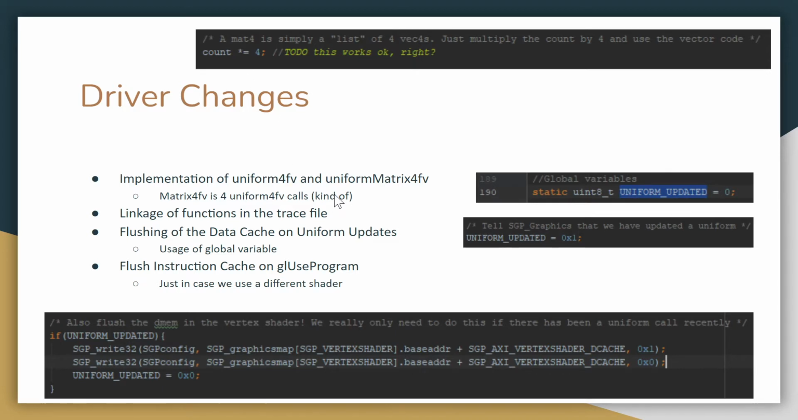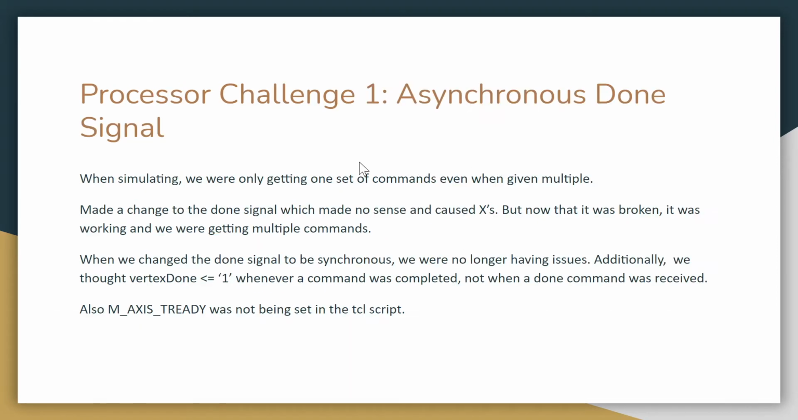We also did the flushing of the data cache on any uniform updates. So we created a static global variable to keep track if anything is updated. And then if something is updated, we update that in the draw or in the frame synchronization call, on that swap buffers call. So that's when we flush the data cache. And then we also flush the instruction cache when we do the use program, since that's when we're transmitting everything into the onboard memory. So that was the only difference there.